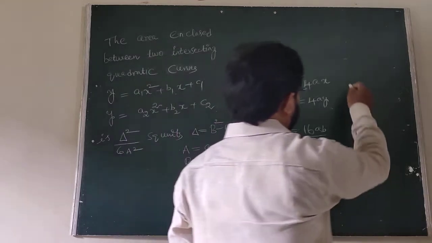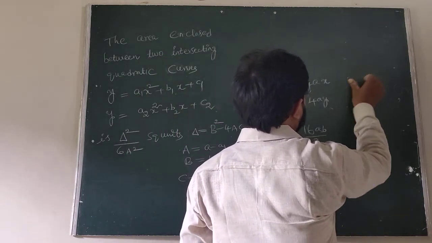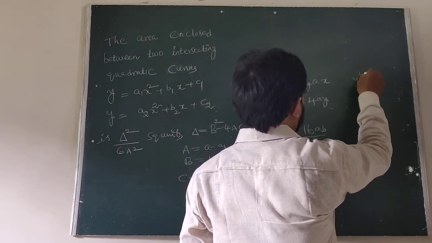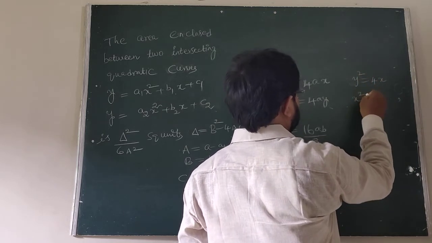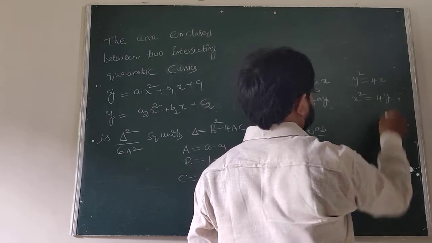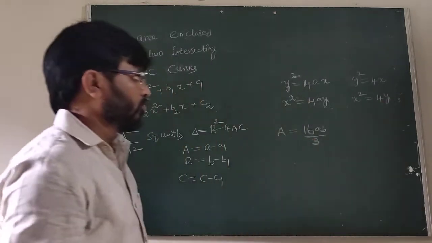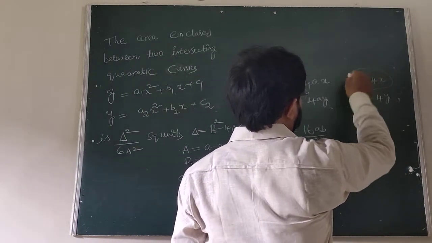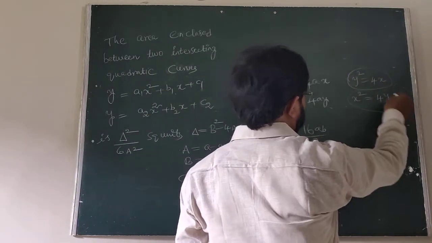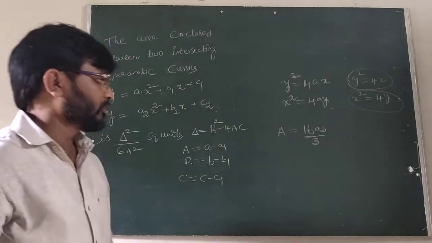Suppose one curve is given that y square equal to 4x. Another curve is x square equal to 4y. How to write this one? Find the area between the curves y square equal to 4x and x square equal to 4y.